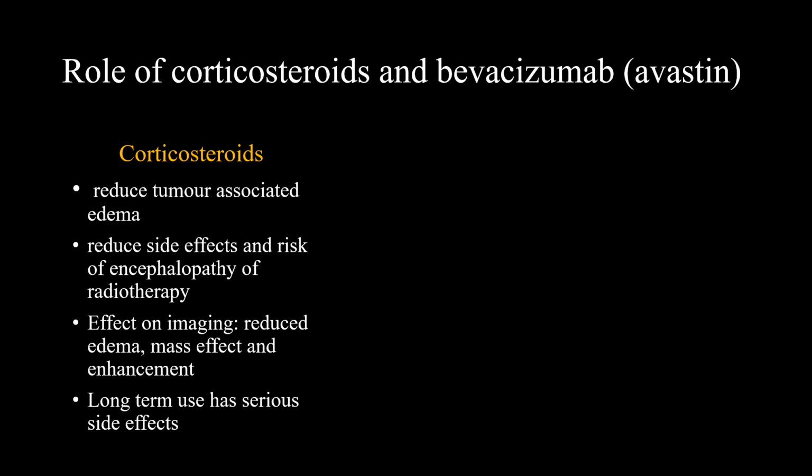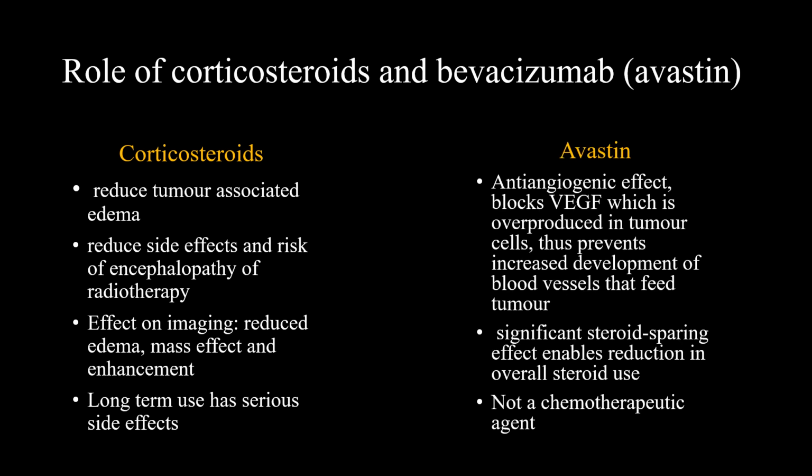But we know that long-term use of steroid has significant side effects. To combat these side effects of steroids, Avastin comes into picture. Now, Avastin has an anti-angiogenic effect and it blocks the vascular endothelial growth factor which is overproduced in tumor cells, and thus it prevents increased development of blood vessels that feed the tumor. So, on imaging again we see decreased contrast enhancement, which again puts our BT-RADS score to 1B as we have seen previously. Now, Avastin has got a significant steroid sparing effect, that is, it allows reduction in the overall steroid use. But remember that Avastin is not a chemotherapeutic agent.